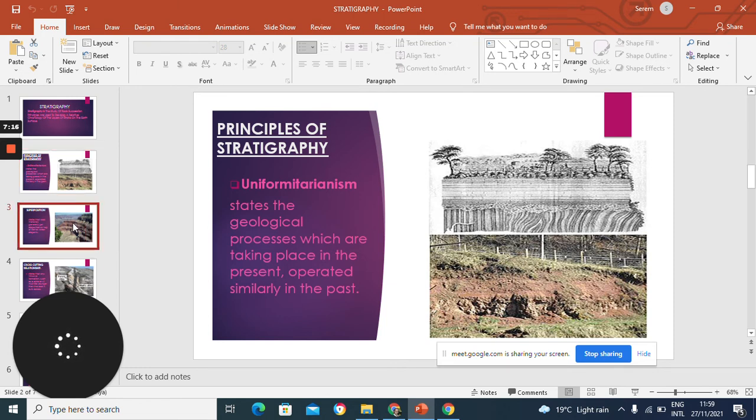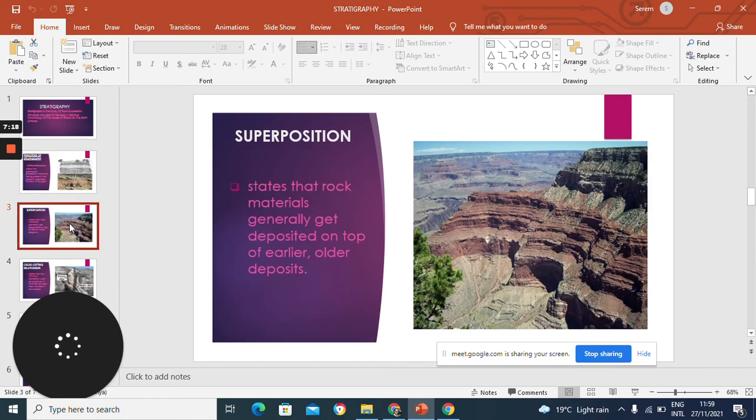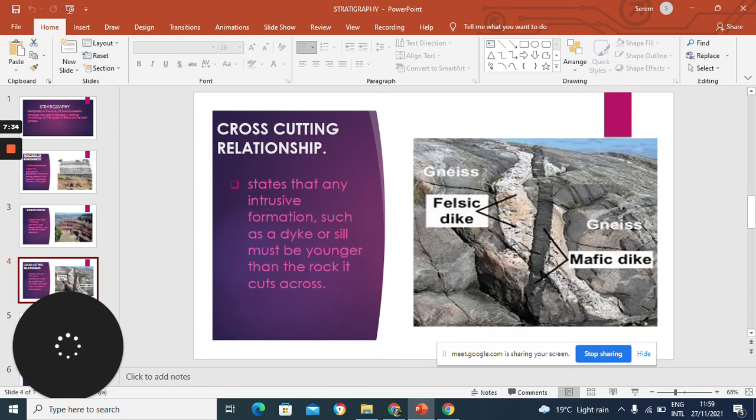After that, we looked at the principle of superposition, which stated that rock materials are generally deposited on top of earlier deposits. So when looking at rocks, the rocks that appear on top are older than those rocks that appear beneath. After that, we looked at the principle of cross-cutting. When you have an intrusion in a rock, it means that the intrusion is younger than the host rock.